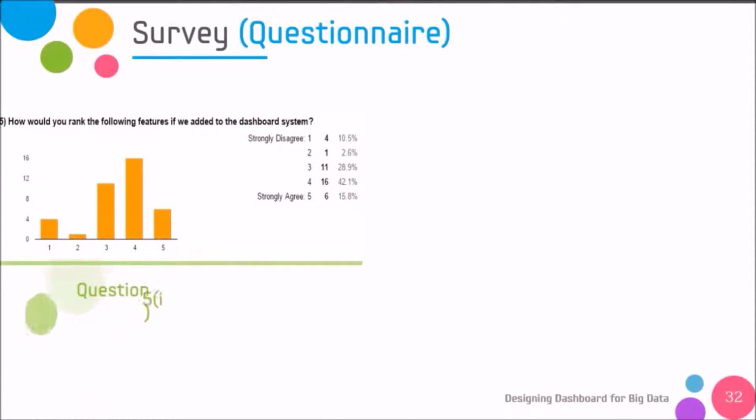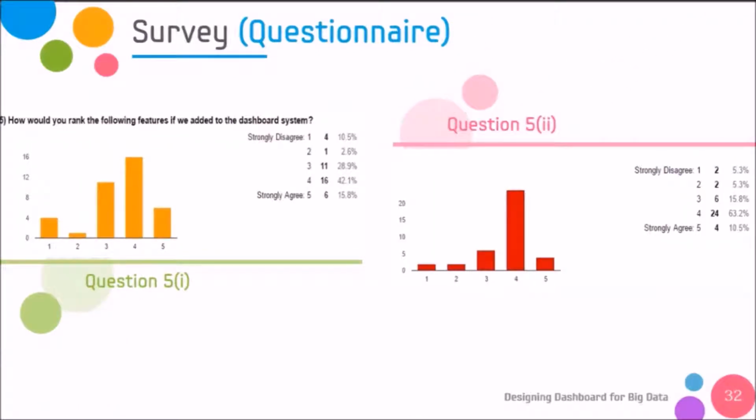Question 5. How would you rank the following features if we add them to the dashboard system? For question number 5, we are asking respondents to rank whether the features that we want to add to our dashboard system are relevant or not. Question 5.1. For the pop-up notification feature, 42.1% agree to add the feature.